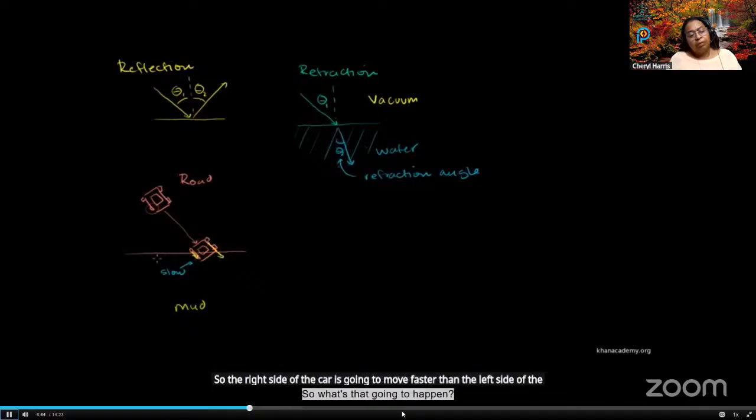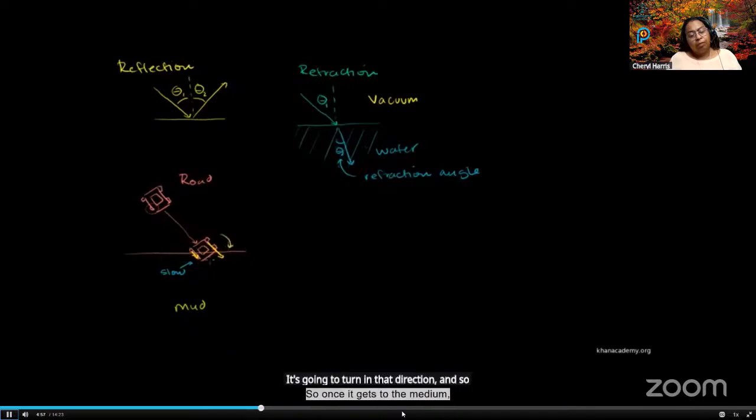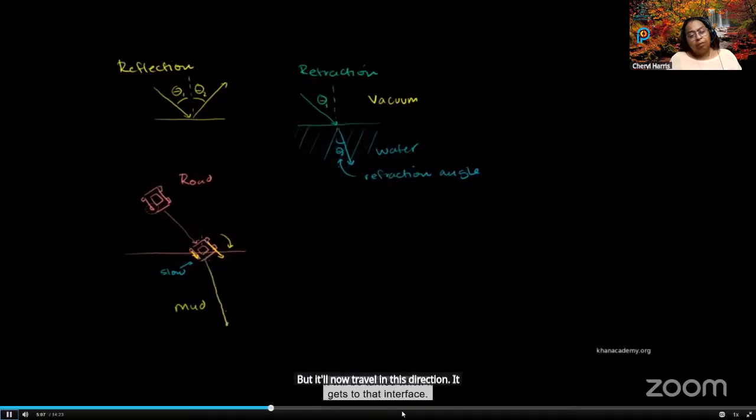So what's that going to do? I mean, you see this all the time. If the right side of you is moving faster than the left side of you, you're going to turn, and that's exactly what's going to happen to the car. The car is going to turn in that direction. And so once it gets to the medium, it'll now turn, from the point of view of the car, to the right. But it'll now travel in this direction. It will be turned when it gets to that interface.